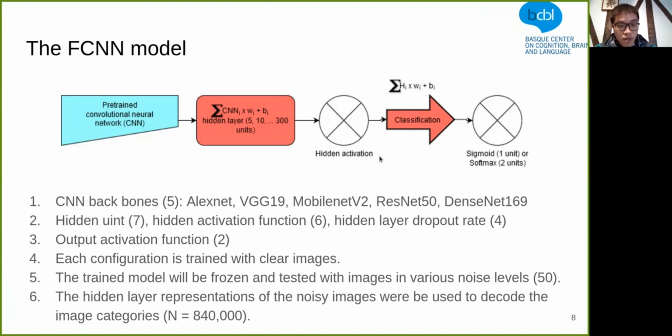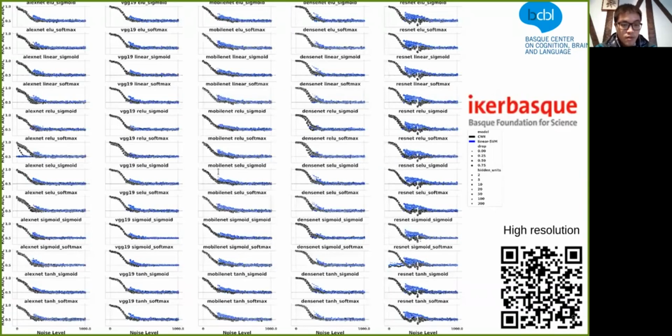If the model categorized the noisy images poorly, such as the AUC score was lower than 0.55, we performed the decoding test. This is due to a computational power limit. In total, we tested more than 800,000 cases. Here are the results.